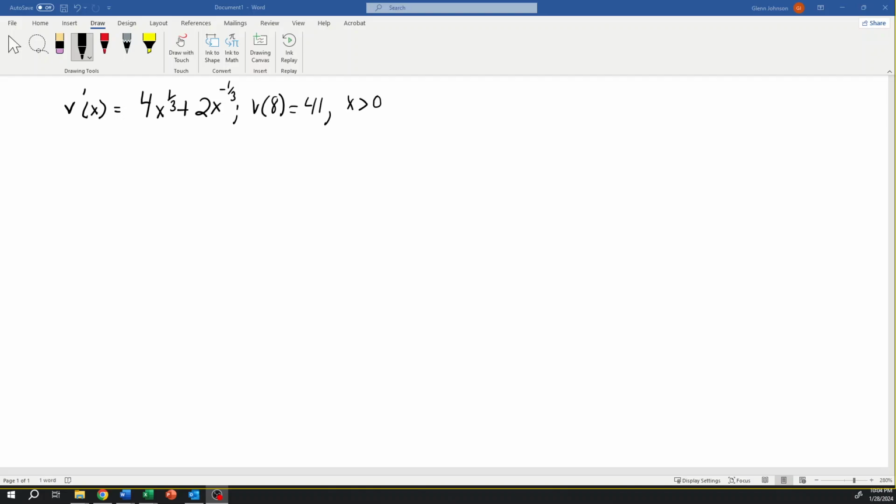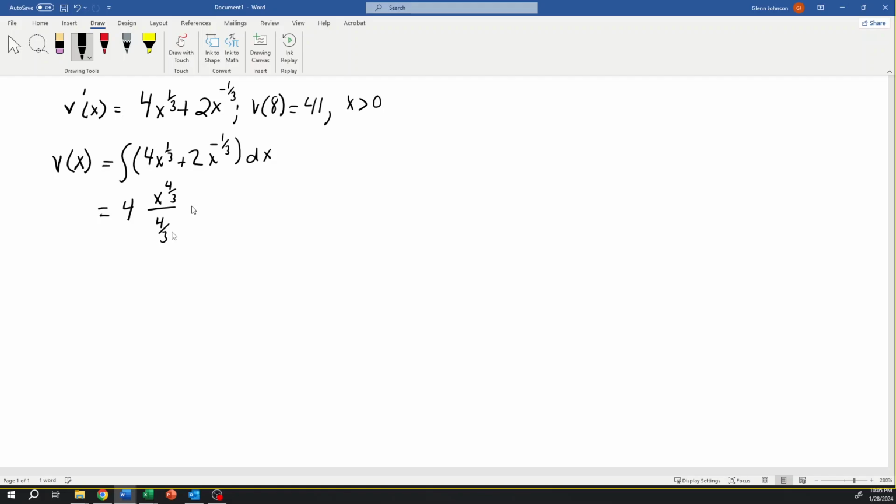So that's good. So now, of course, if we want to find the original function given the derivative, the first thing we want to do is find the general antiderivative by taking the indefinite integral of the derivative, 4x to the 1/3 power plus 2x to the negative 1/3 power dx. So now integrating this term by term, for 4x to the 1/3 power, that'll be 4 times x to the 4/3 power divided by 4/3.